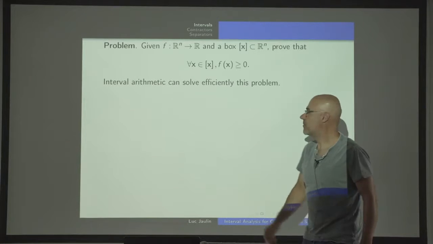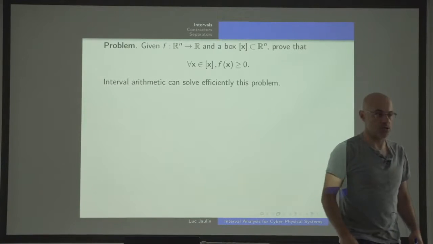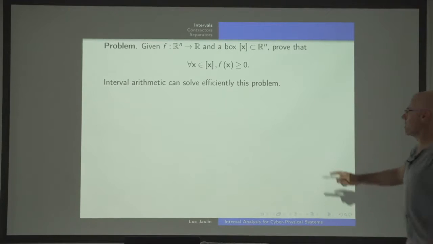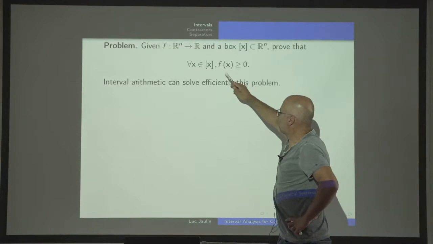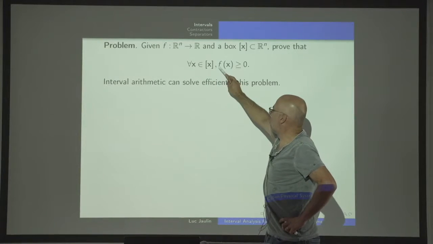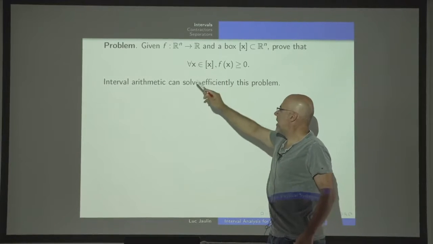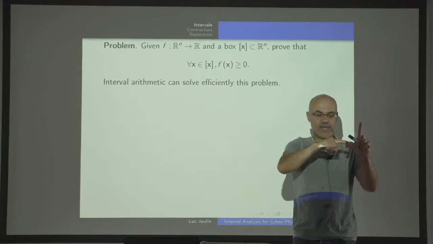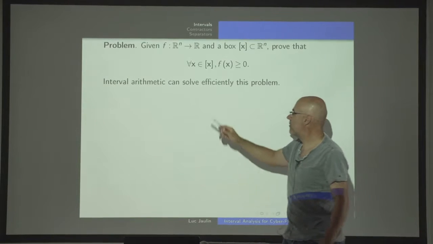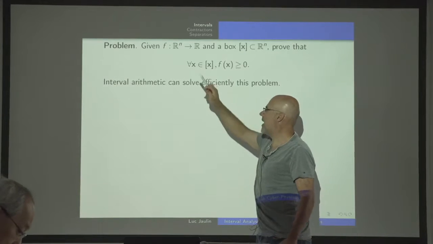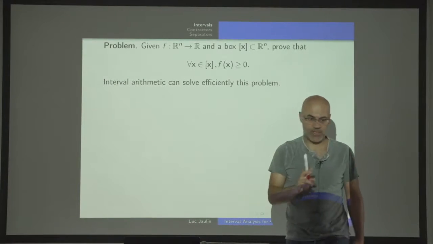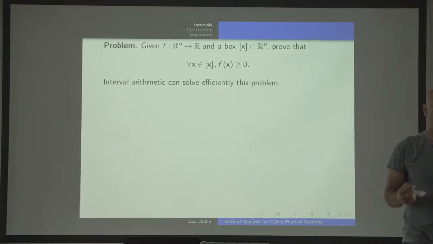So I have a function f. This function is computable, so you can represent it by an algorithm. And you have an input for this algorithm, f, and you have a box for x1, x2, x3, and so on. And you want to prove that for all x, the function will be positive. How can I do this?